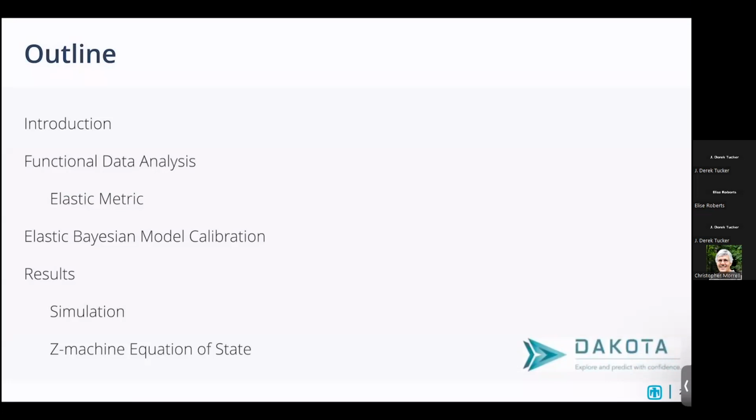I'll talk about that. I'll then get into the Bayesian model calibration using this elastic metric, hence why we have the elastic word up front. I'll then get into some results, a little different than the abstract. We've had some new results that have come hot off the presses. So I'll go through some simulations, some numerical experiments, and then I'll get into some Z-machine equation of state, where we've been looking at platinum's equation of state, and I'll get into those results.